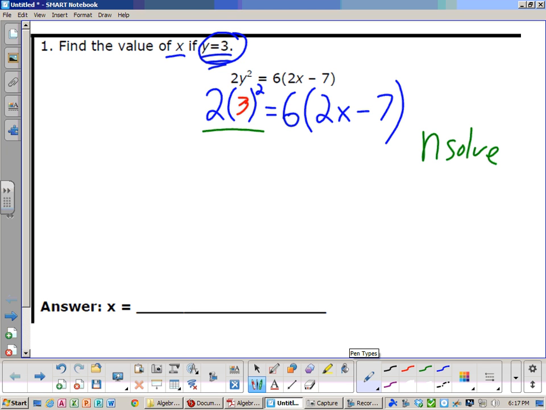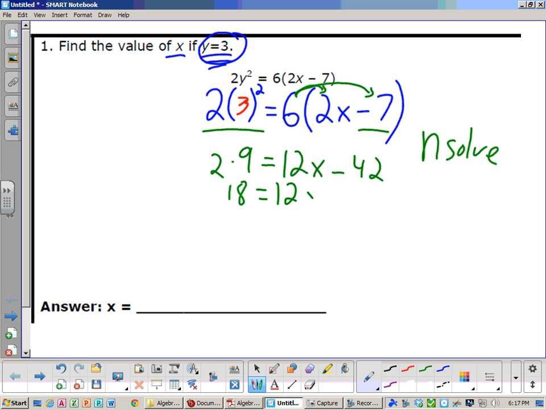3 squared is 9, times 2. And 9 times 2 is 18, on this side. On this side, 6 times 2x is 12x. 6 times negative 7 is a negative 42, right? So you got 12x minus 42. So 18 is equal to 12x minus 42.